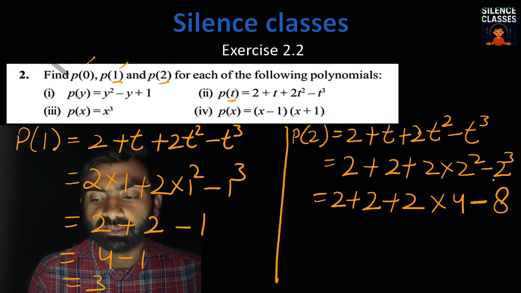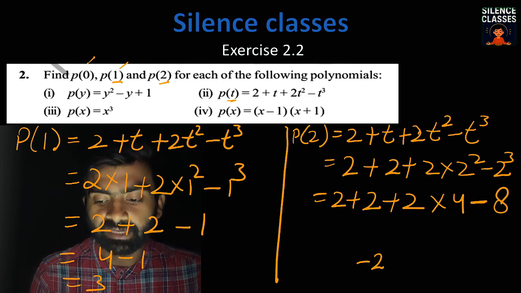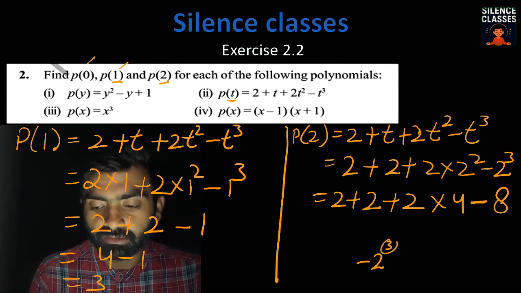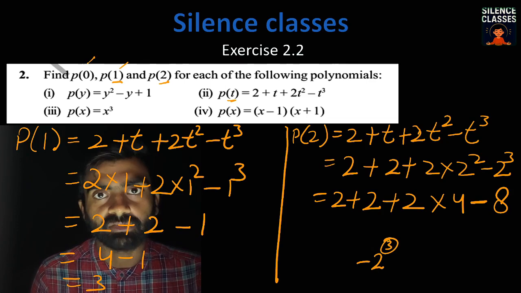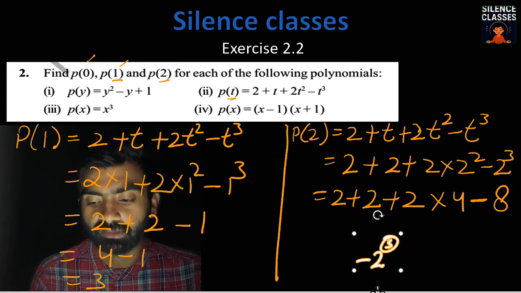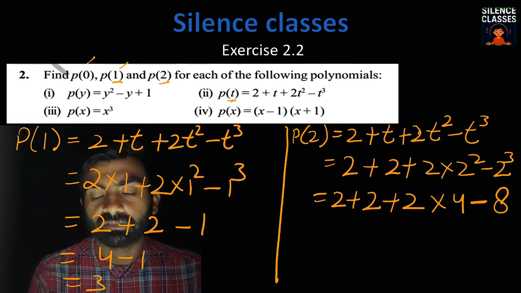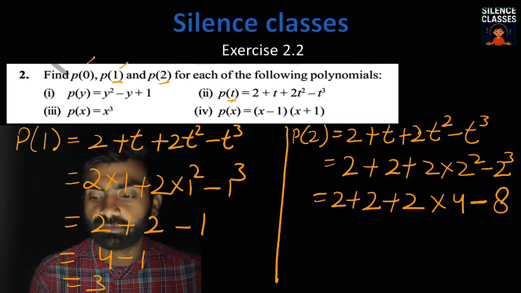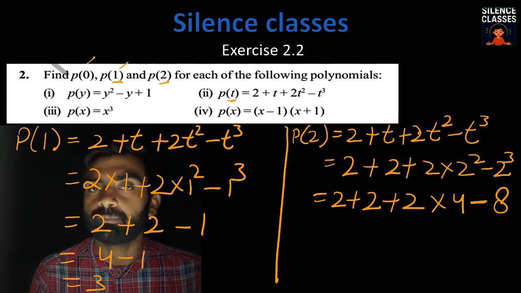Whenever there is a minus sign on the number and the power is an odd number, then the answer will always be negative. If the power is an even number, then the number is always positive. The number which will come will have the positive sign.